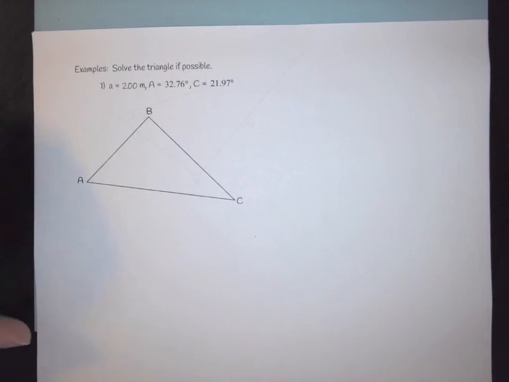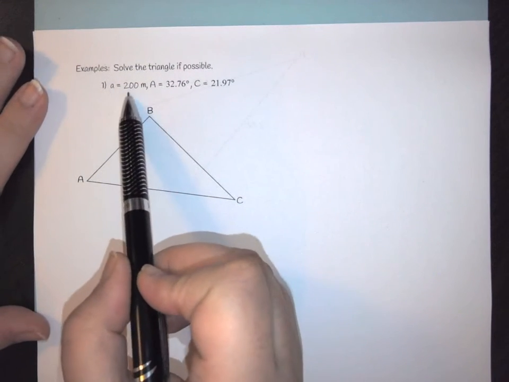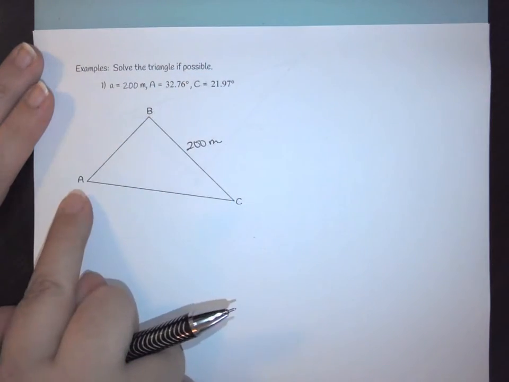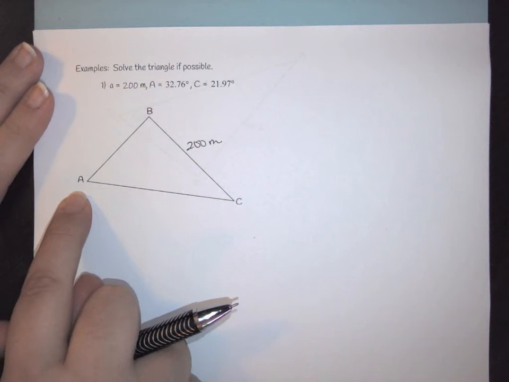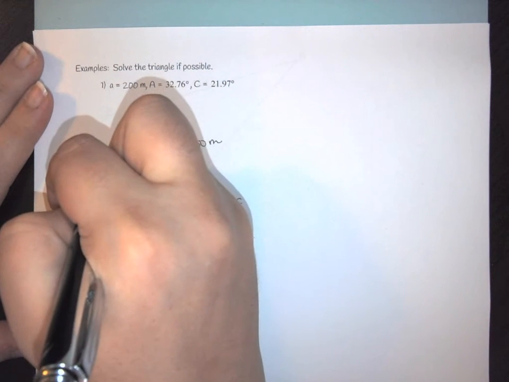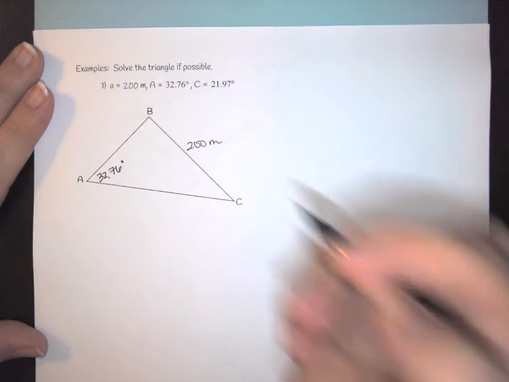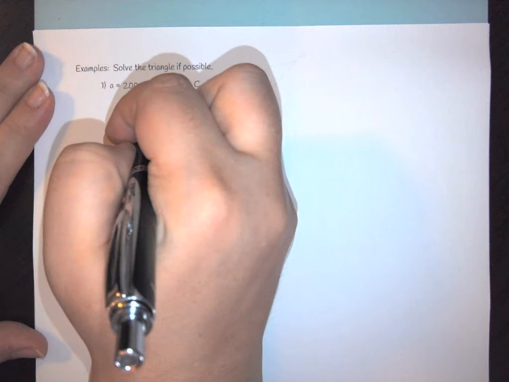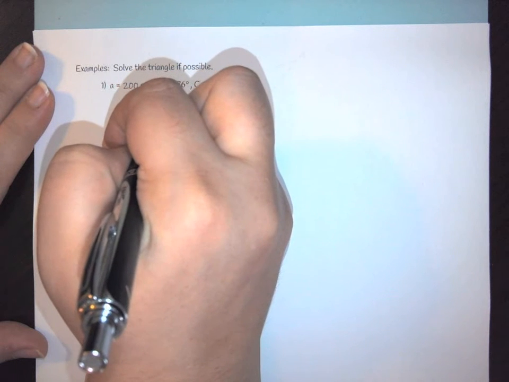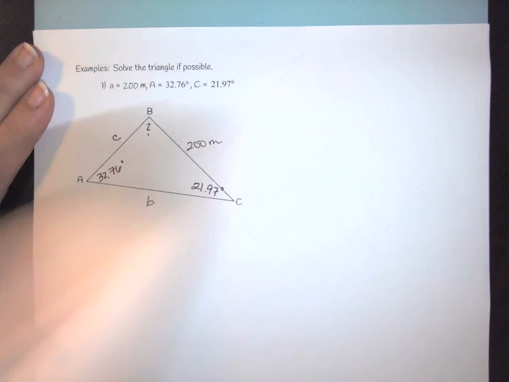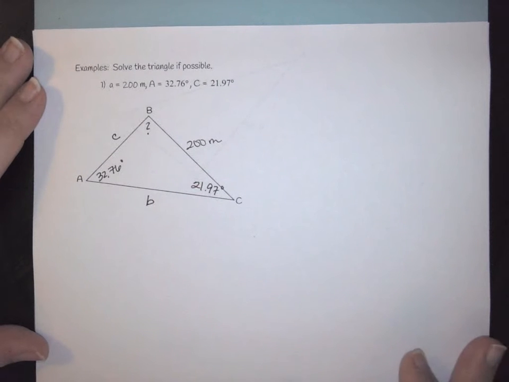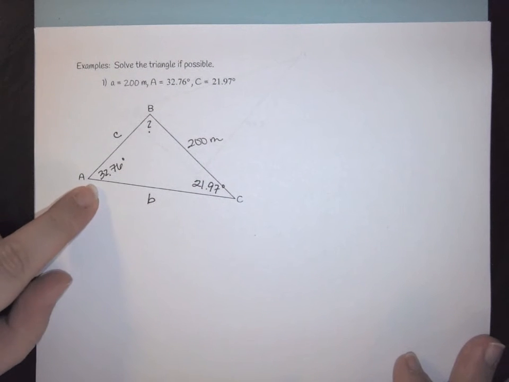So here I'm telling you that side A is 200 meters. Notice I put it directly across from angle A. We're told that angle A is 32.76 degrees, and we are told that angle C is 21.97 degrees, and we are missing angle B. If we look at the information we've been given, we have angle, angle, side. So this is an angle, angle, side triangle.